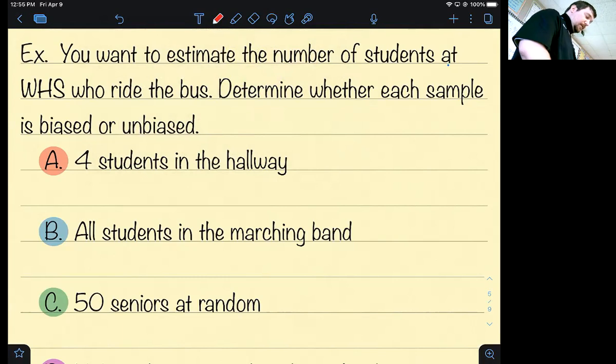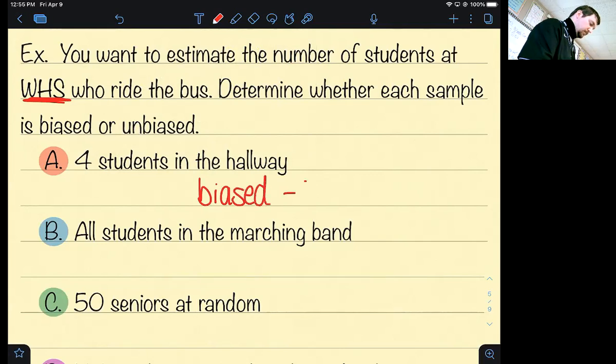All right, you want to estimate the number of students at Western High School who ride the bus. This is Western High School. That's my population. I'm looking for the samples. Tell me whether the sample is biased or unbiased. Four students in the hallway. Unbiased is good. Do you guys agree this is good? Biased is bad. Why do you think it's bad? Yeah, it's biased. It's way too small. Think about it, there's 800 kids or so in the high school, more than that. You're going to ask four.